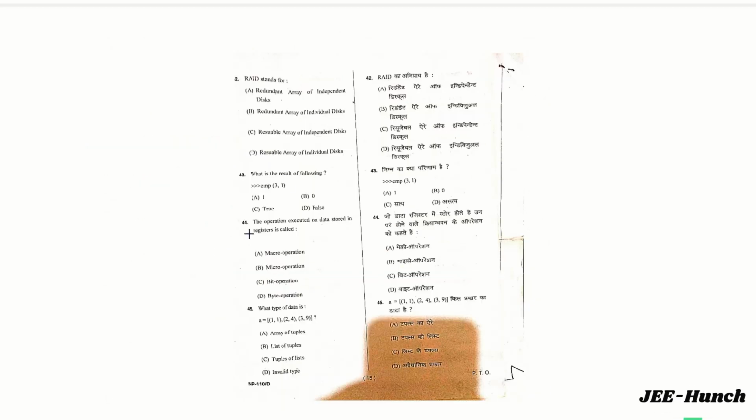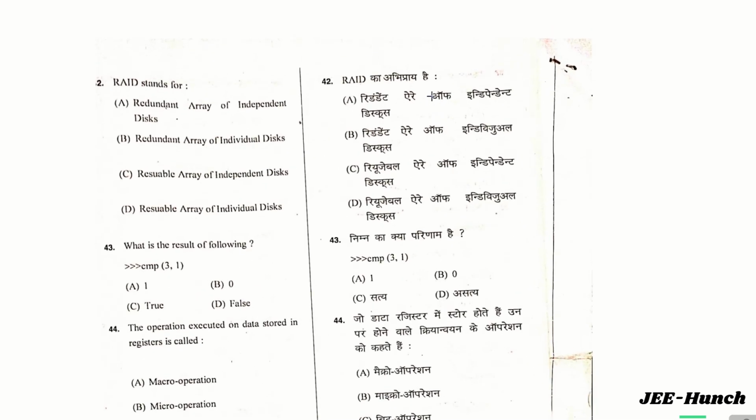Before going on to the last questions, 98 and 99, we forgot these important questions, 42, 43, 44. RAID stands for RAID, and this full form is also very important. RAID stands for redundant array of independent disks. Option number A is correct.